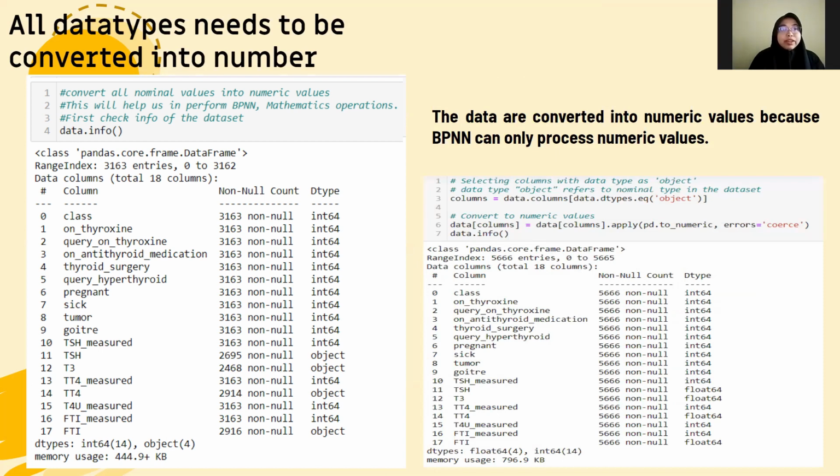Okay, next one, we convert the attribute data into numeric values because BPNN can only process numeric values. The picture shows the data type of the attributes after they are converted into numeric values. Some of the attributes have integer data type and also some attributes have floating point data types.